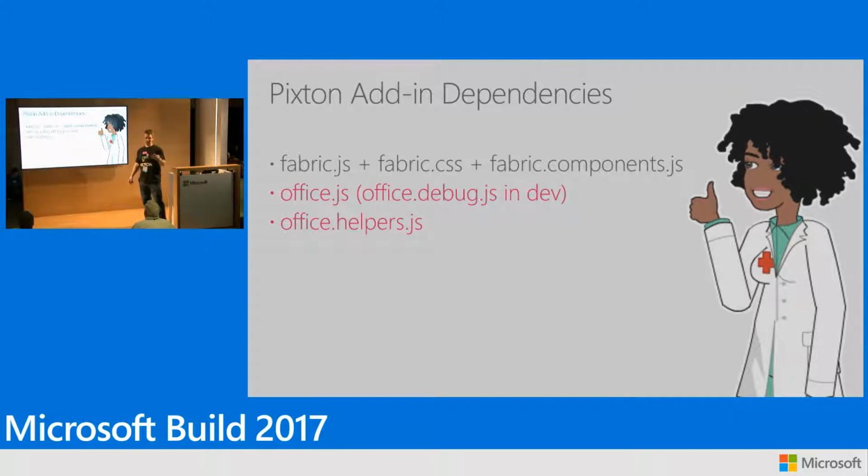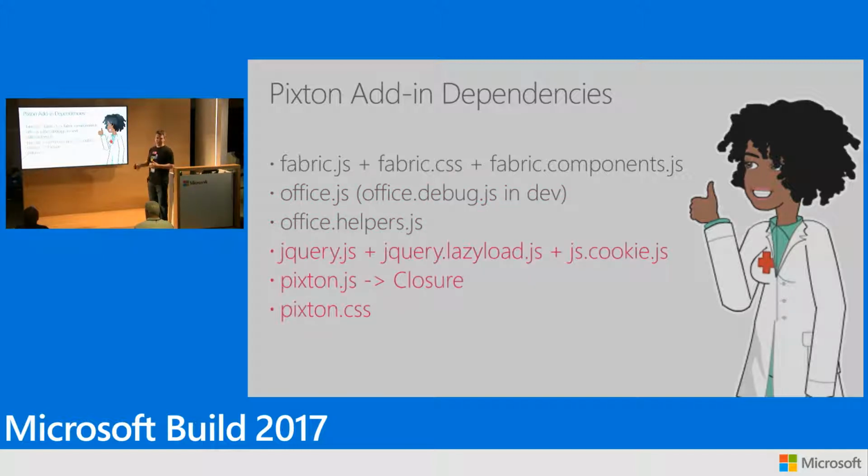Okay, so what other dependencies does the add-in have? Office.js, this is the API that you use to communicate with the host application and to interact with the Office document. And there's a debug version that you can use in development. And there's an optional Office helpers file. This contains helper functions, for example, to detect the host application that the add-in is running in, or the platform.